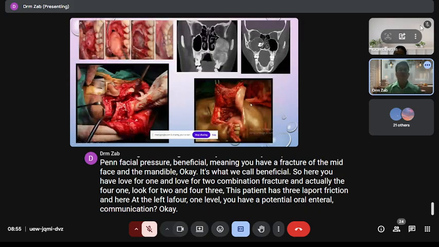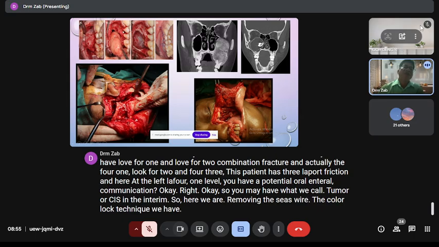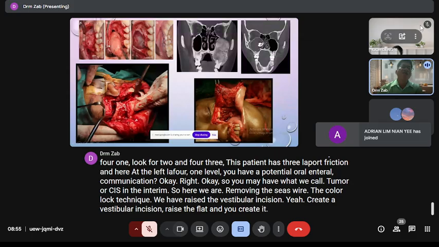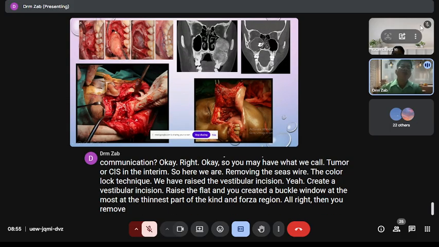Okay? Right. So you may have what we call a tumor or cyst in the antrum. So here we are removing the cyst via the Caldwell-Luc technique. We create a vestibular incision, raise the flap, and then you create a buccal window at the thinnest part of the canine fossa region. All right, then you remove the whole thing. Once you have removed it, you can see the defect there.